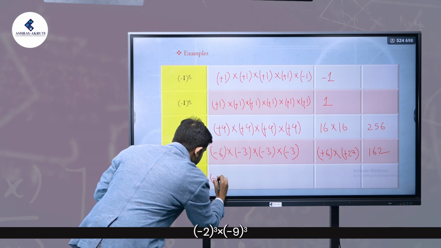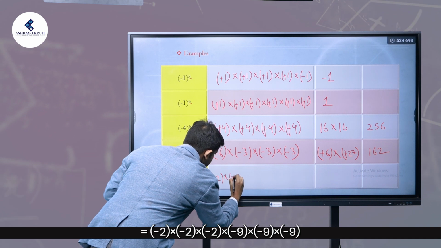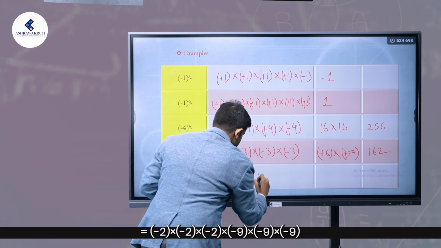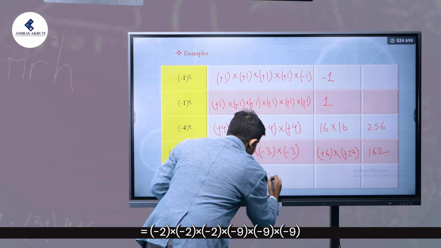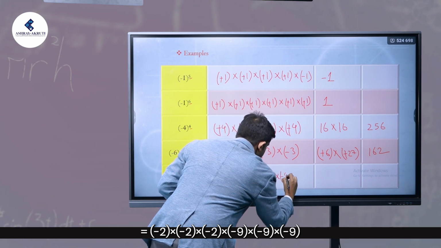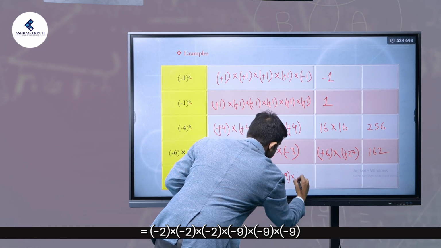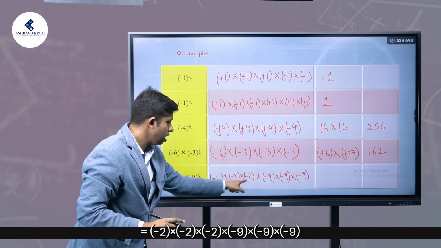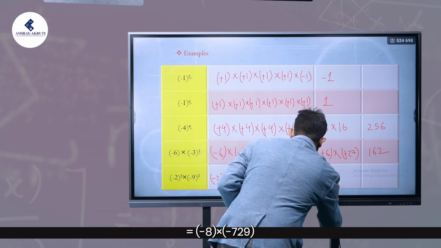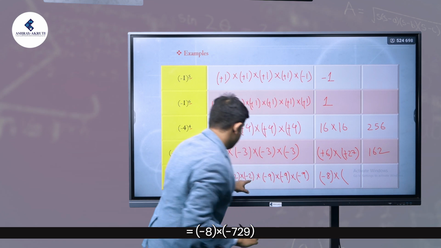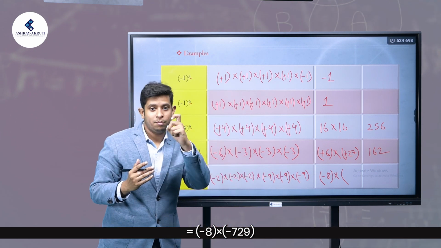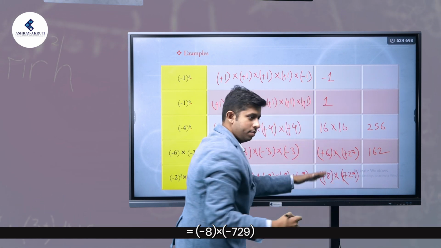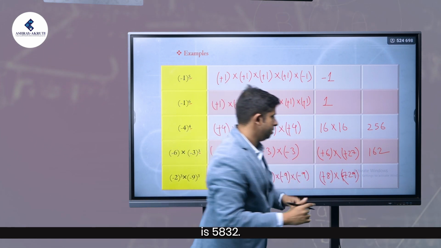Minus 2 whole cube into minus 9 whole cube. Minus 2 into minus 2 into minus 2 into minus 9 into minus 9 into minus 9. Minus 8 into minus 729 is 5832.